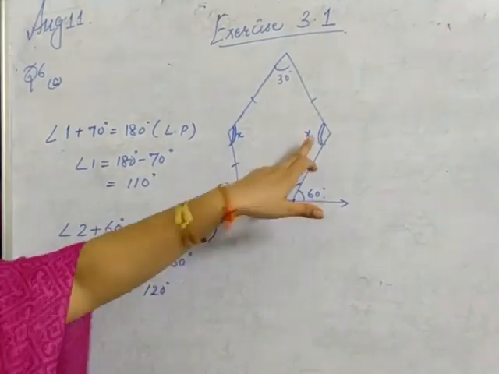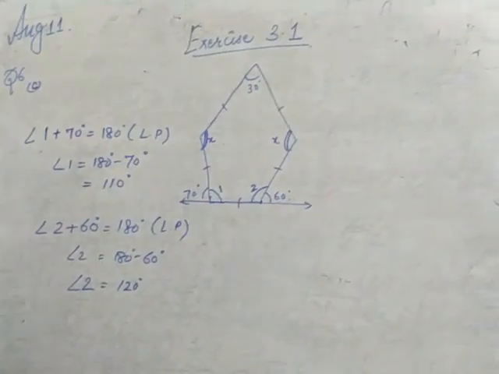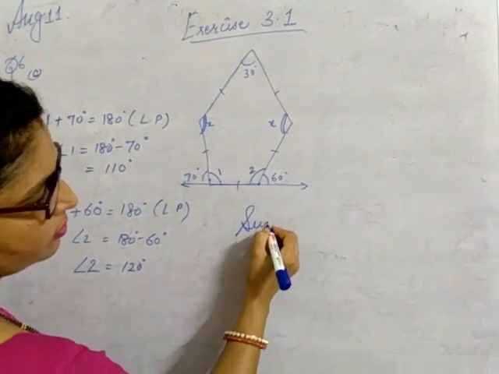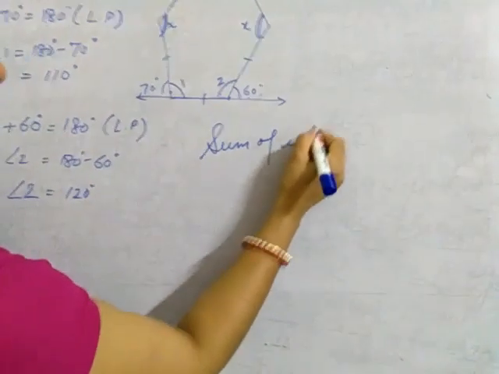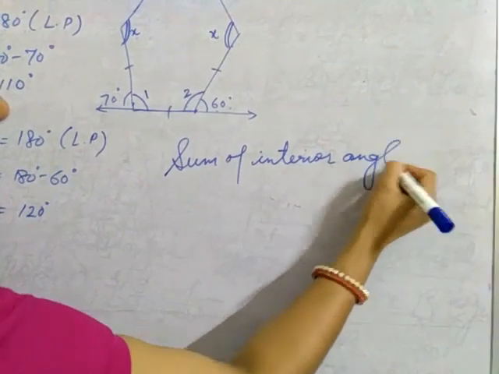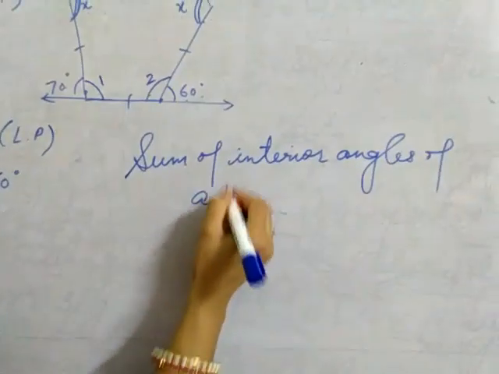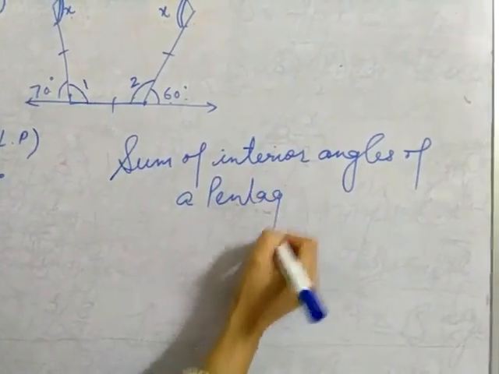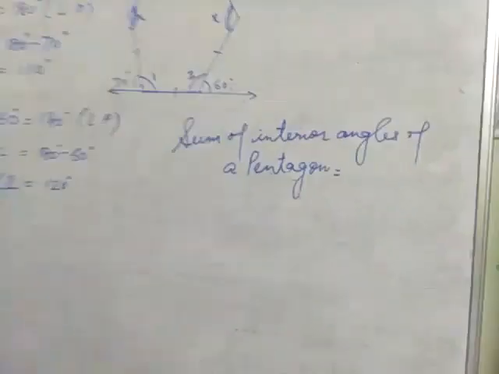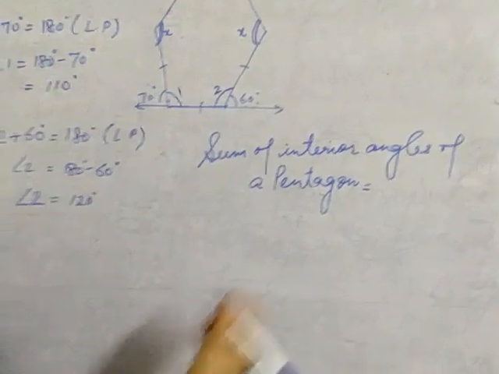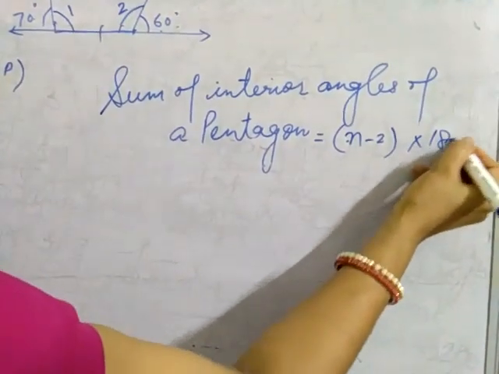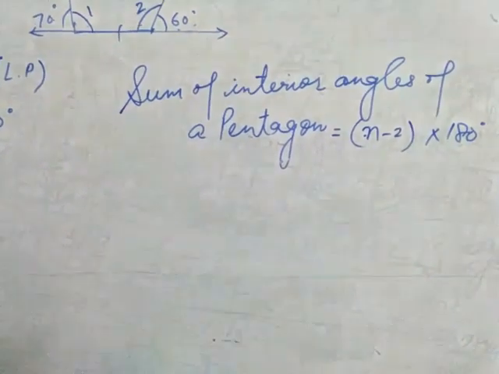Now these are 1, 2, 3, 4, 5 angles. So what is the sum of these 5 angles? That is the sum of interior angles of a pentagon. What is the sum of interior angles? I think till now we know the formula. What was the formula to calculate the sum of interior angles? The formula was n minus 2 into 180 degree, where n is the number of sides.